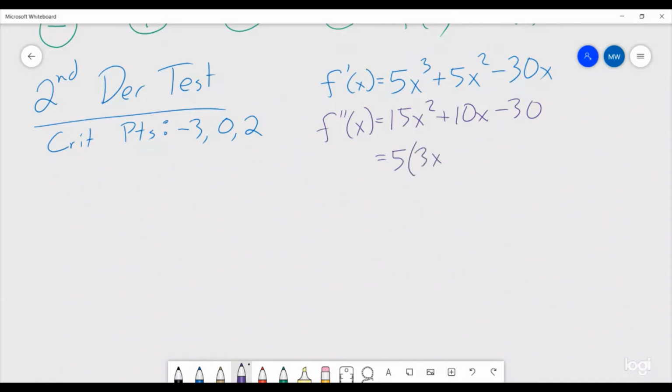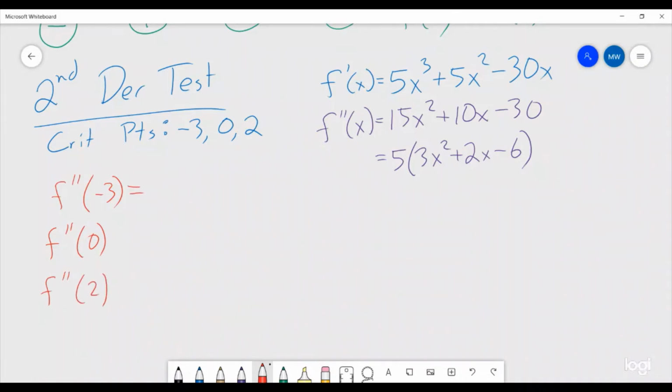5 times 3x squared plus 2x minus 6. And we don't have to factor this, actually. We don't need to find where the zeros of this are. If we needed to find the points of inflection, those we would need to set this equal to 0 and solve, but all we care about are the local minimums and maximums. So we just need to know what is f double prime at our different points. So f double prime at -3, f double prime at 0, and f double prime at 2.